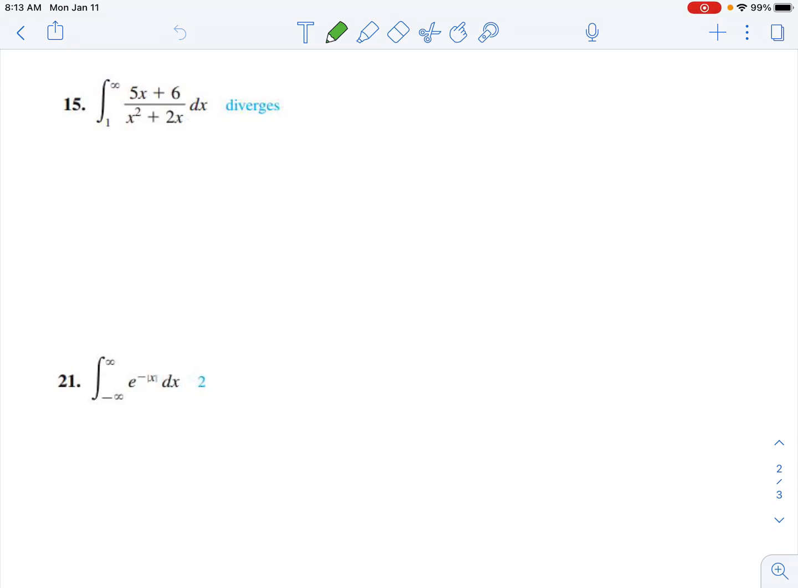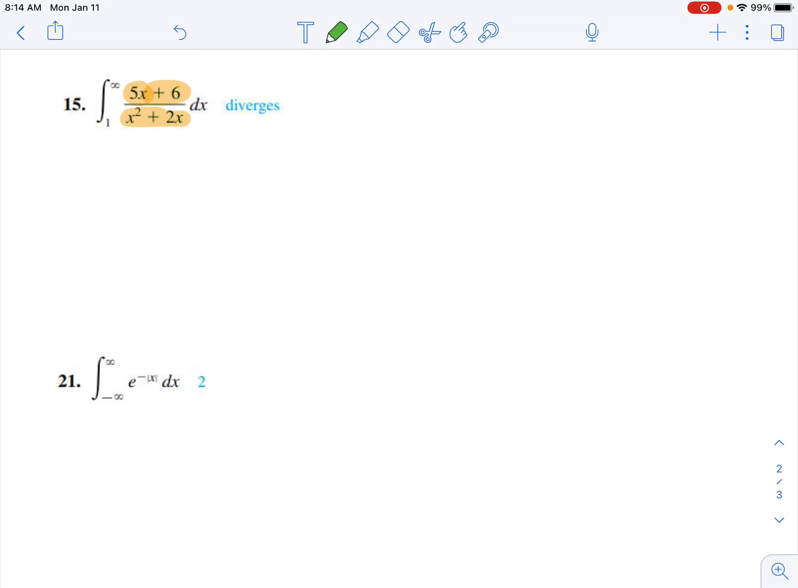All right, we're looking at number 15 in 8.4. What I want you to notice first is you might look at a du over u, but that's not going to work because your du, if you had that, would be 2x plus 2, and you don't have a version of that you can work with. So instead, we're going to go ahead and do partial fractions.